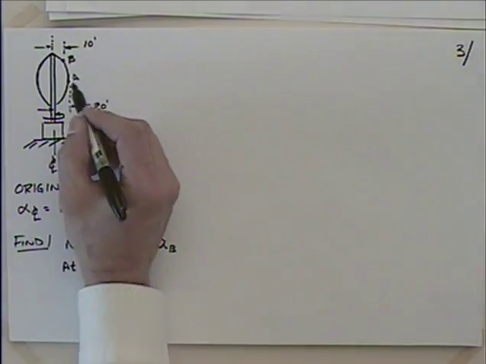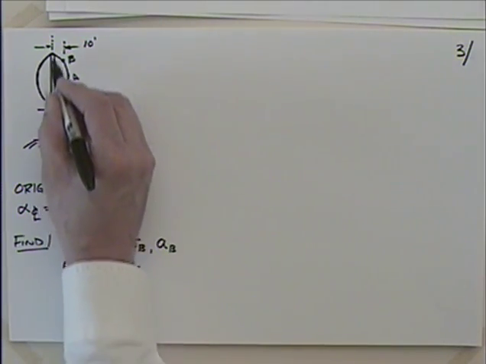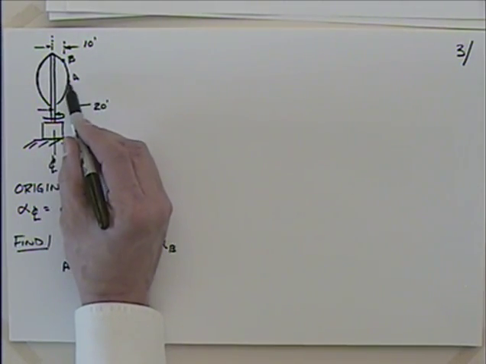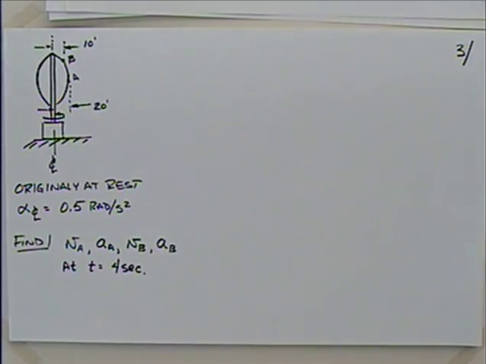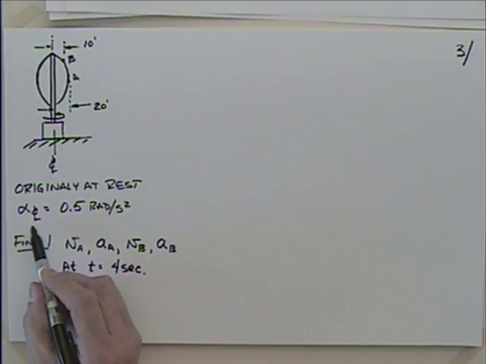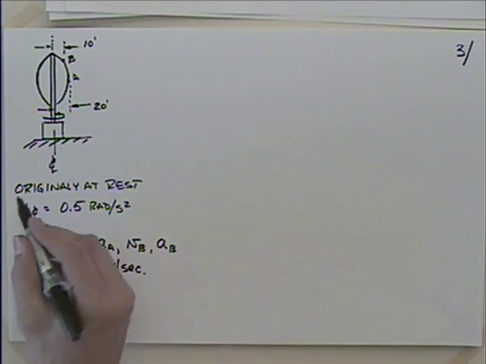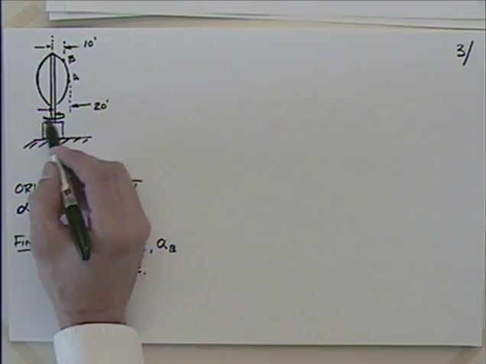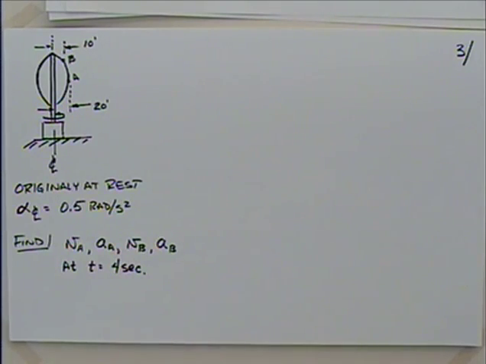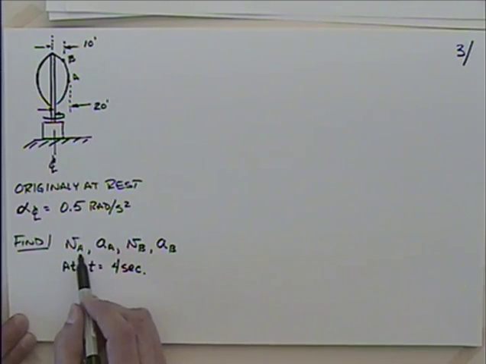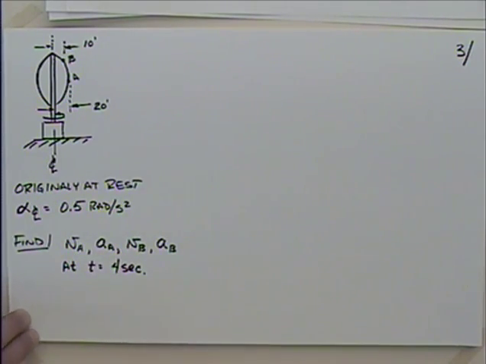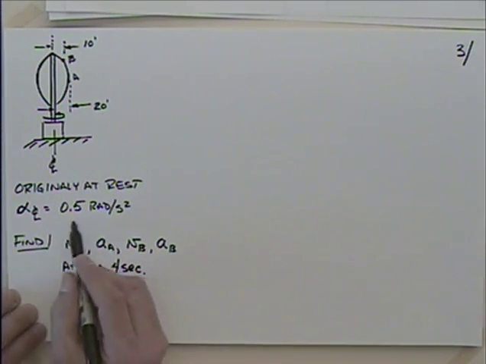But anyway, we've got a point A out on this thing from the center line. The center line goes up this main pole. A is 20 feet out from the center line, and B is 10 feet out from the center line. And apparently this thing was at rest. It was shut down. It was originally at rest, and it's fired up such that alpha, the acceleration about the center line, is 0.5 radians per second squared. We would like to find the acceleration and velocity of points A and B when t is equal to 4 seconds. Well, this is a constant, right?